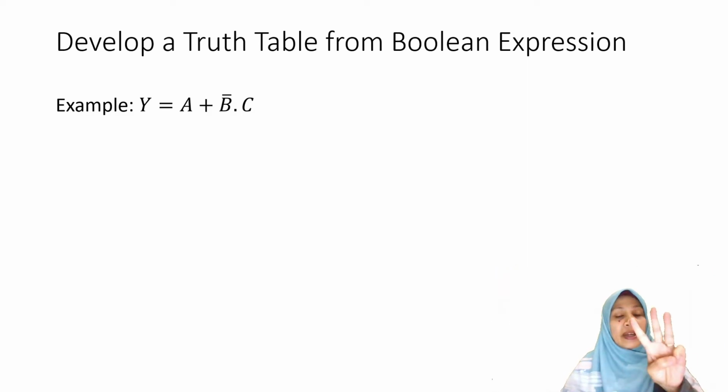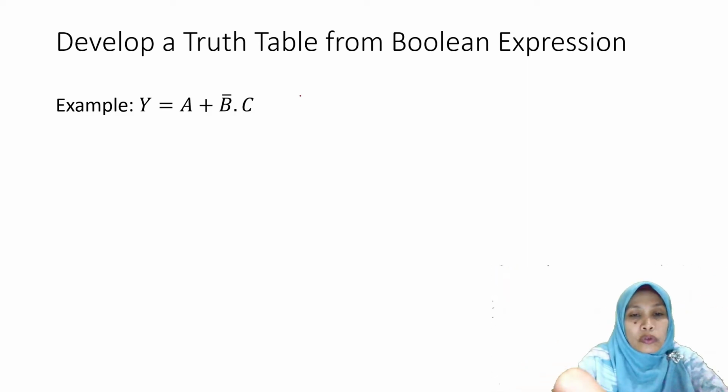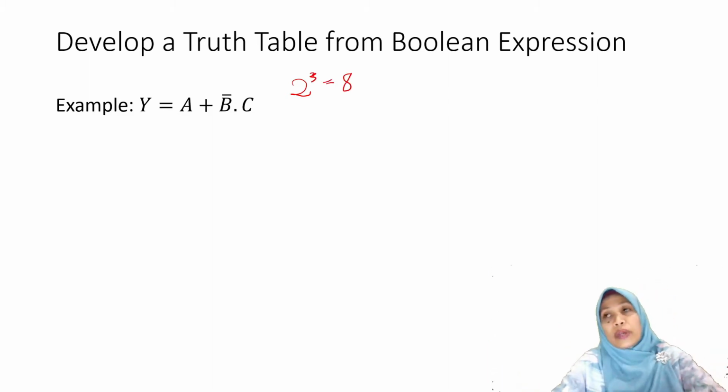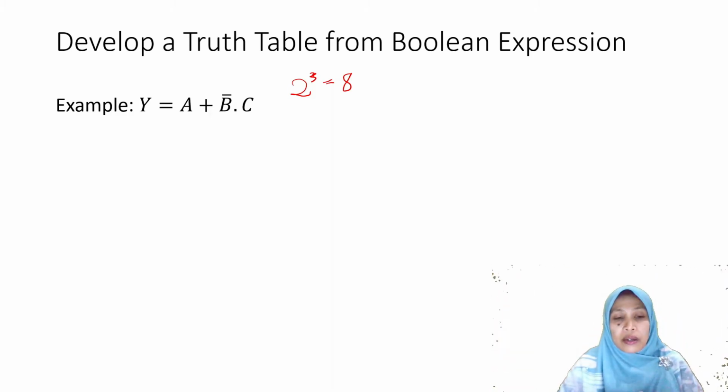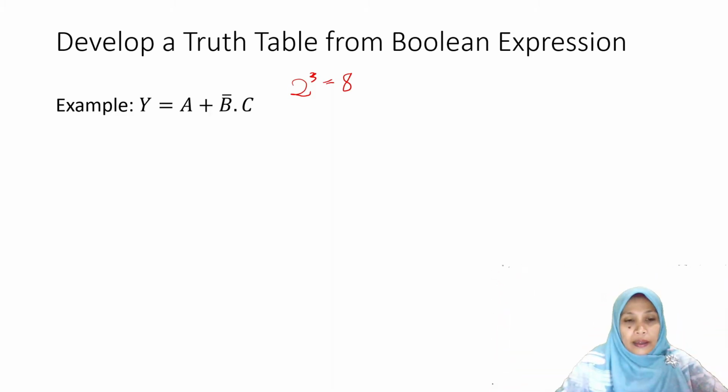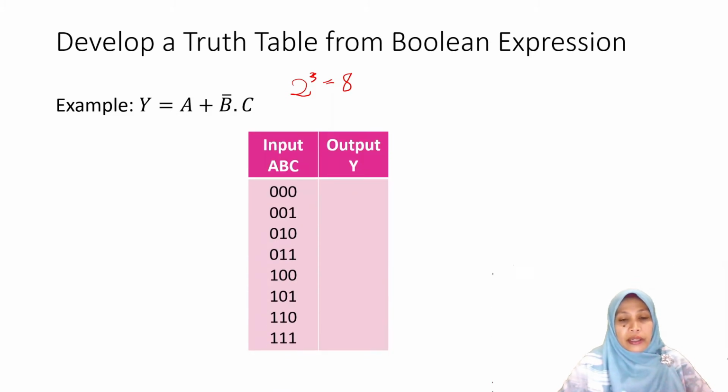Okay, if we have 3 inputs, 2 to the power of 3 equals 8, right? So we have 8 possible inputs. Okay, so if we have 2 inputs, let's say A and B, then 2 to the power of 2 equals 4. So you have 4 possible inputs. All right. I already drew the table for the inputs.